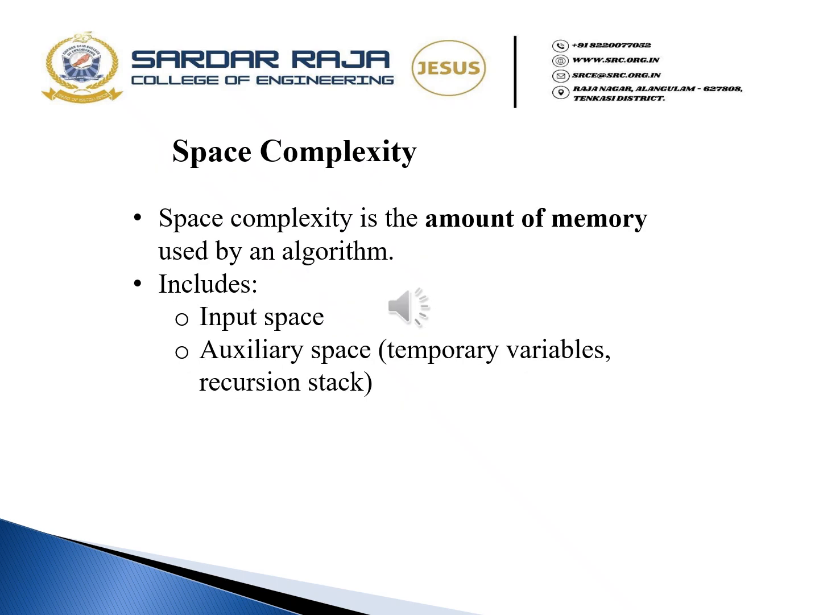Then let us discuss space complexity. Space complexity measures the amount of memory an algorithm uses. It includes input space and auxiliary space. Input space is the memory required to store the input data. Auxiliary space is the memory used for temporary variables, function calls or recursion stacks.